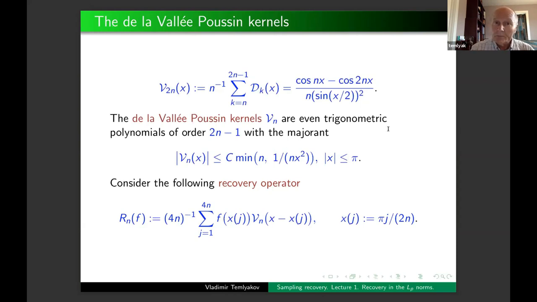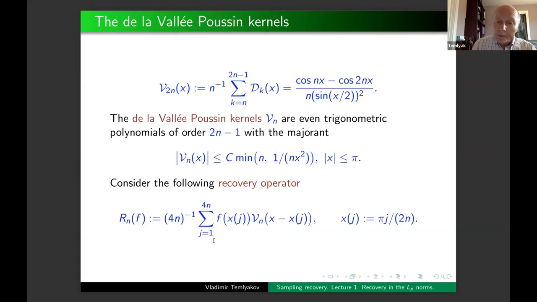So with the Vallée-Poussin kernel, we can consider another operator. And now this operator is built in exactly the same way, in the spirit of what we did with the interpolation operator. So now we identify this set of points. These are different points, j multiplied by pi divided by 2n, and build the recovery operator in this way. So what we do, we write this sum where again we use only function evaluations at these given points, and then shifts of the Vallée-Poussin kernel. And there is a normalization term, 1 over 4n, the number of summands here.